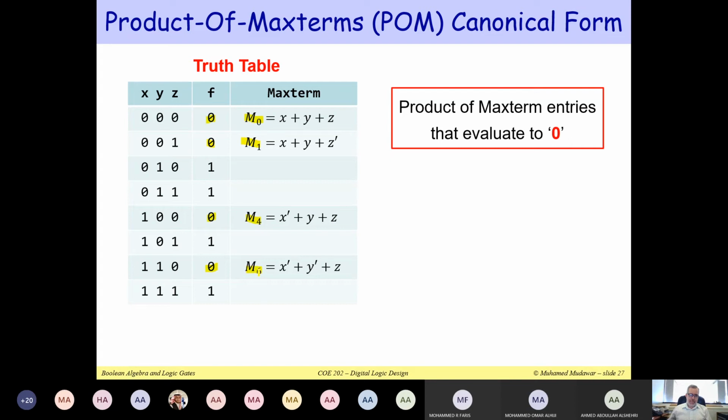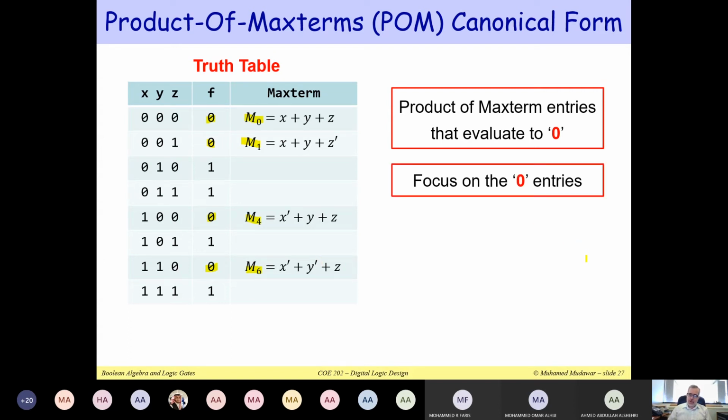And finally, max term 6, capital M6, evaluates to 0 when x is equal to 1, y is equal to 1, and z is equal to 0. So we write it as x prime or y prime or z. Now we can focus on the zero entries. We can write the function f as a product of max terms: max term 0 and max term 1 and max term 4 and max term 6.